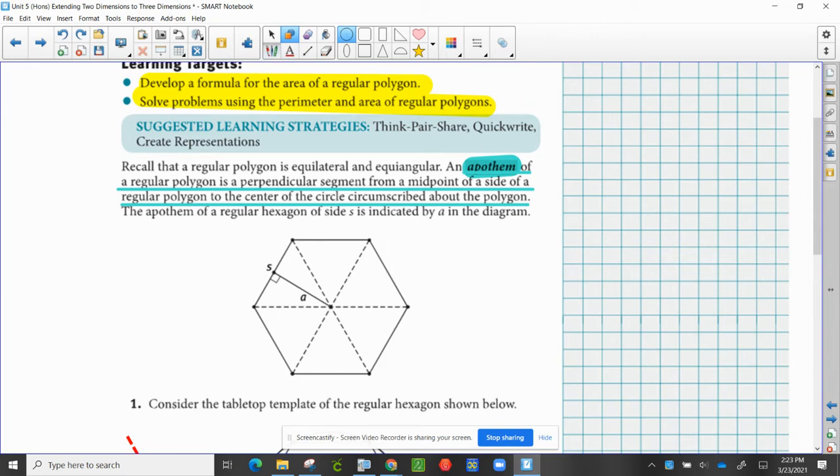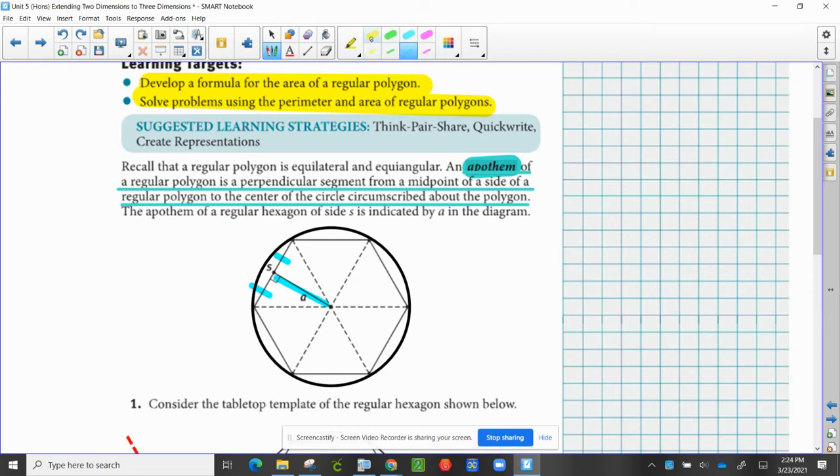Our apothem is a perpendicular line. Here's our apothem. That connects to the midpoint of the sides of a regular polygon. So that makes it kind of a perpendicular bisector. It cuts it into two. Now, what it's talking about with a circle is that if this is the center of my circle, circumscribed means that all the vertices would touch the outer point of a circle. So we have all these vertex points here.